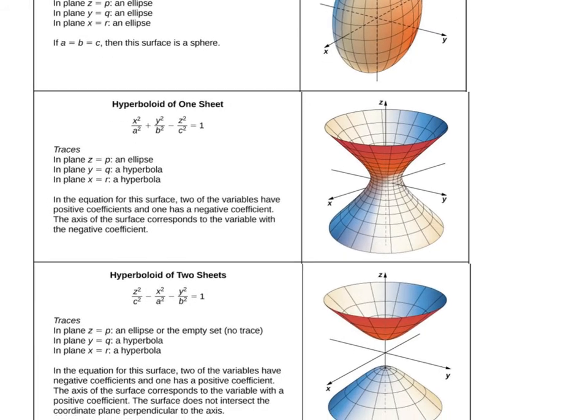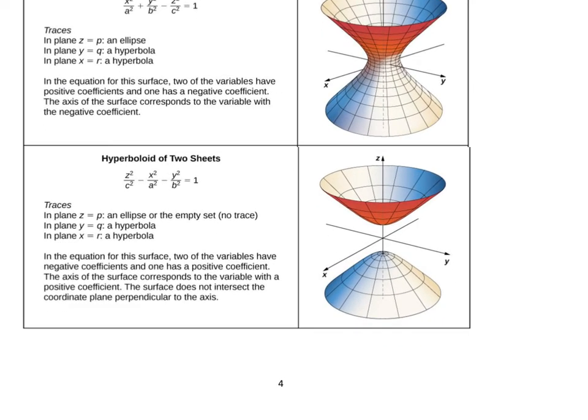A hyperboloid, it depends on who's negative. Now, we notice that the x and y are positive, so we wrap the hyperboloid around the negative, which is the z. The next we have is a hyperboloid, which ends up becoming 2 sheets, so it's not connected.